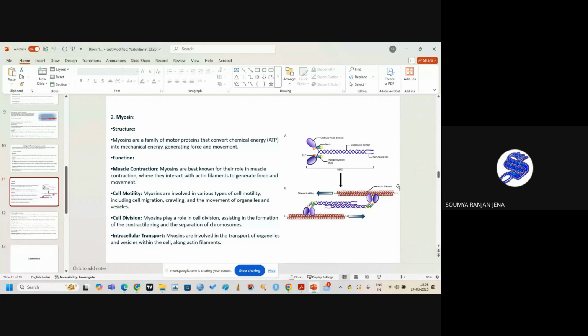One is polymerization and depolymerization. If you add here and remove here, this will go forward and this will go forward. This is called sliding. This will go this way, this will go this way. This is called contraction, and during this, this is relaxation. By this process, the muscle contraction will occur.